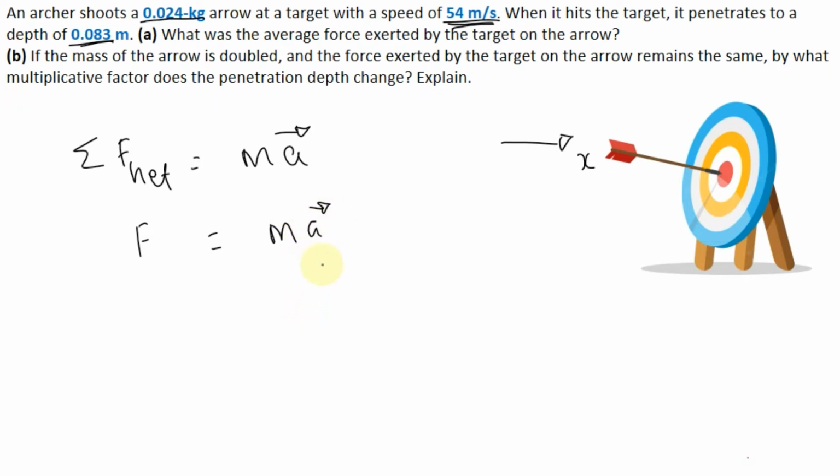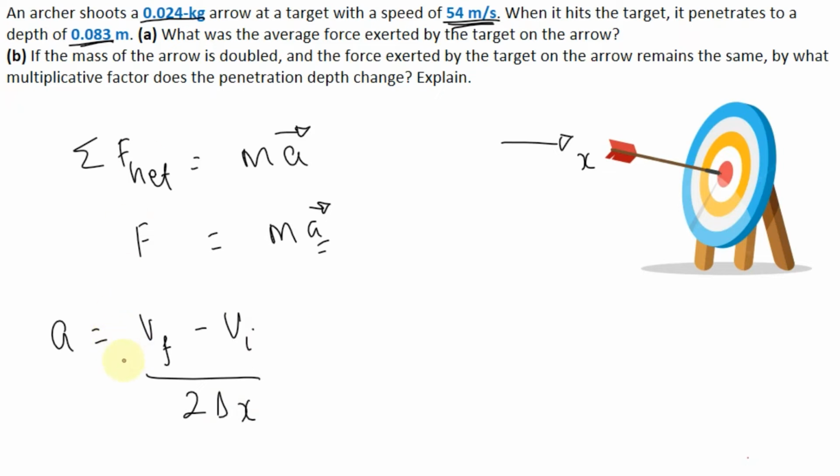So if we are able to calculate the acceleration, we can calculate the force exerted on the arrow. So first we will be calculating the acceleration. Acceleration is the final velocity squared minus the initial velocity squared, divided by 2 times delta x. We have just used the kinematic equations here.